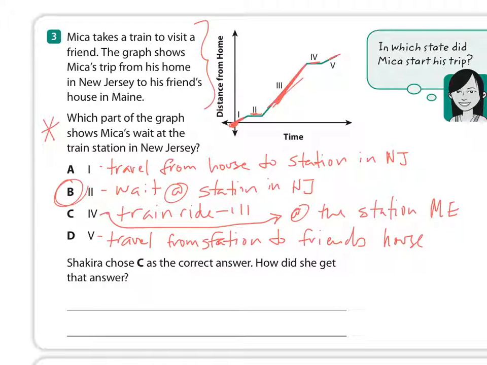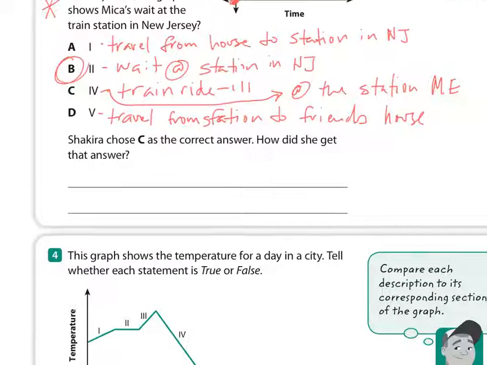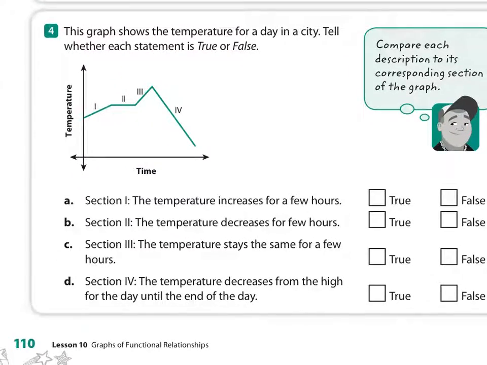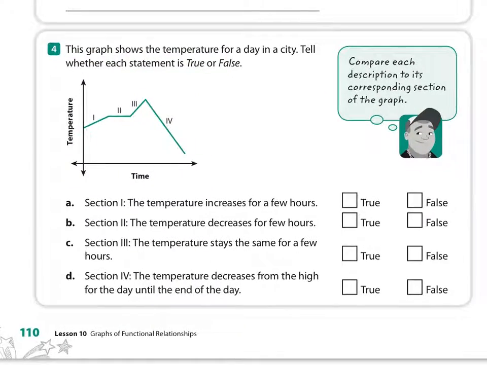How did she get that answer? C was 4, right? So, our part of the graph up here. 4 was the weight in the station in Maine, so she just picked the wrong station. That's how she got that answer. Apparently she's better at singing than she is at answering this math question.